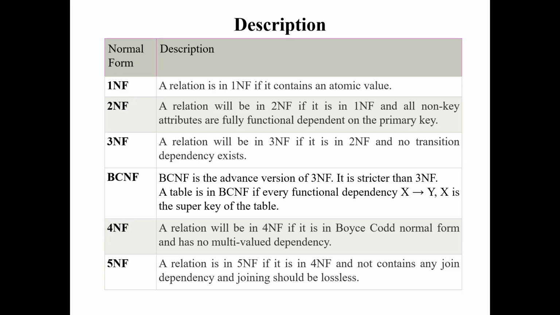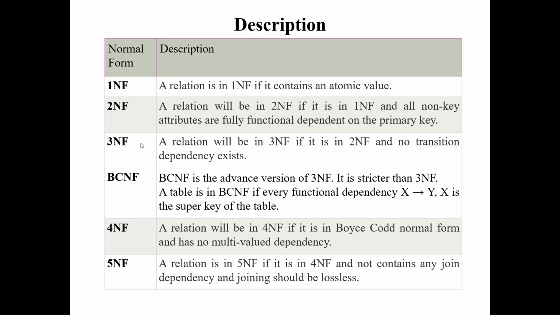Okay, suppose we consider LHS implies RHS. The RHS is 100% dependent on the LHS, and the RHS does not depend on any subset of the LHS. That is the meaning of fully functional dependency. At the time of second normal form, we will observe whether all the attributes are fully functionally dependent or not. So fully functional dependency is the second normal form.